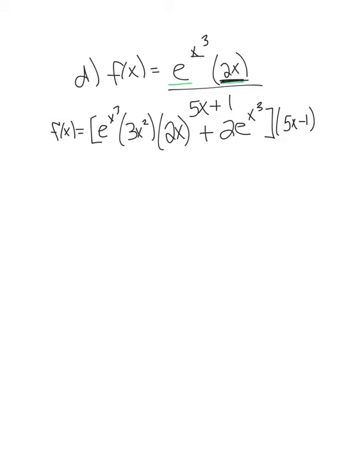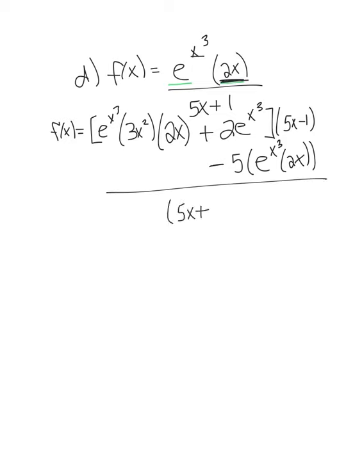And I'm absolutely running out of room. Subtract the derivative of the bottom function, so 5 times the original numerator, or the original first function. And then all of that needs to be divided by the bottom function, so the 5x plus 1 squared. Now again, this is a very hard example. There's no simplification needed. We're just going to stop here at that first line because we're not doing anything else with it.